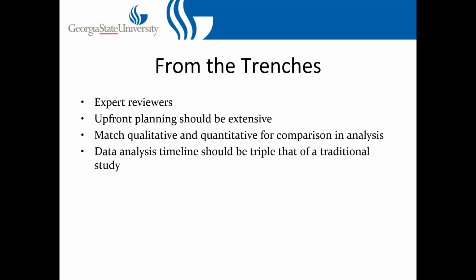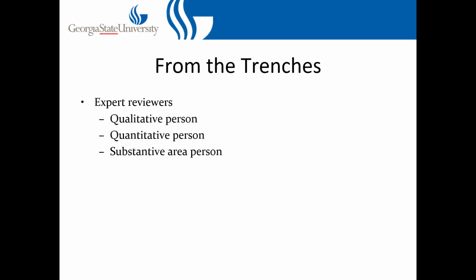So the first thing, and these are not in any specific order of most important to least important, they're just 4 things. The first thing is expert reviewers. I strongly suggest you have a qualitative person look at your study, a quantitative person look at your study, and a substantive area person look at your study. Now, I've found more often than not, those expert reviewers often become co-authors because they can understand from the unique perspective of either the methodology or the subject area deeply what is going on for that topic. So it's extremely important to understand that.